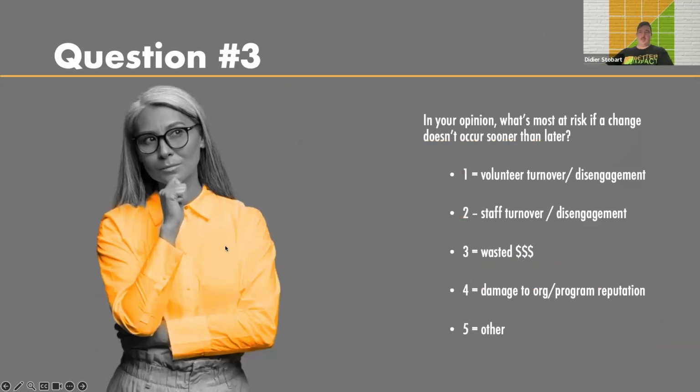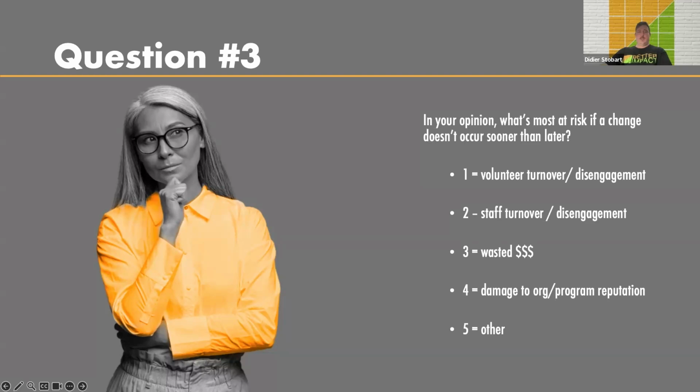We'll go to the last question here, question number 3. In your opinion, what's most at risk if a change doesn't occur sooner rather than later? Is it number 1, volunteer turnover or disengagement? Number 2, staff turnover or disengagement? Number 3, wasted money or budget? Number 4, damage to the organization or program reputation? Or number 5, other? We've had a lot of number 1, which is volunteer turnover and disengagement.